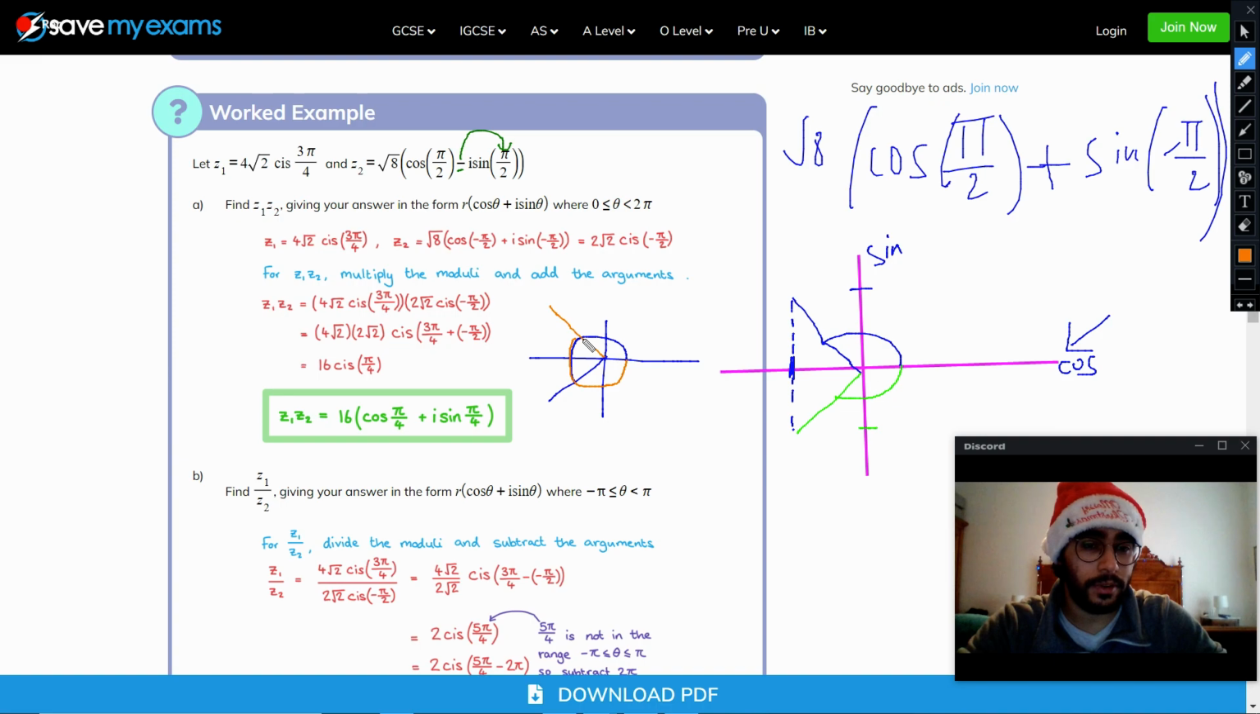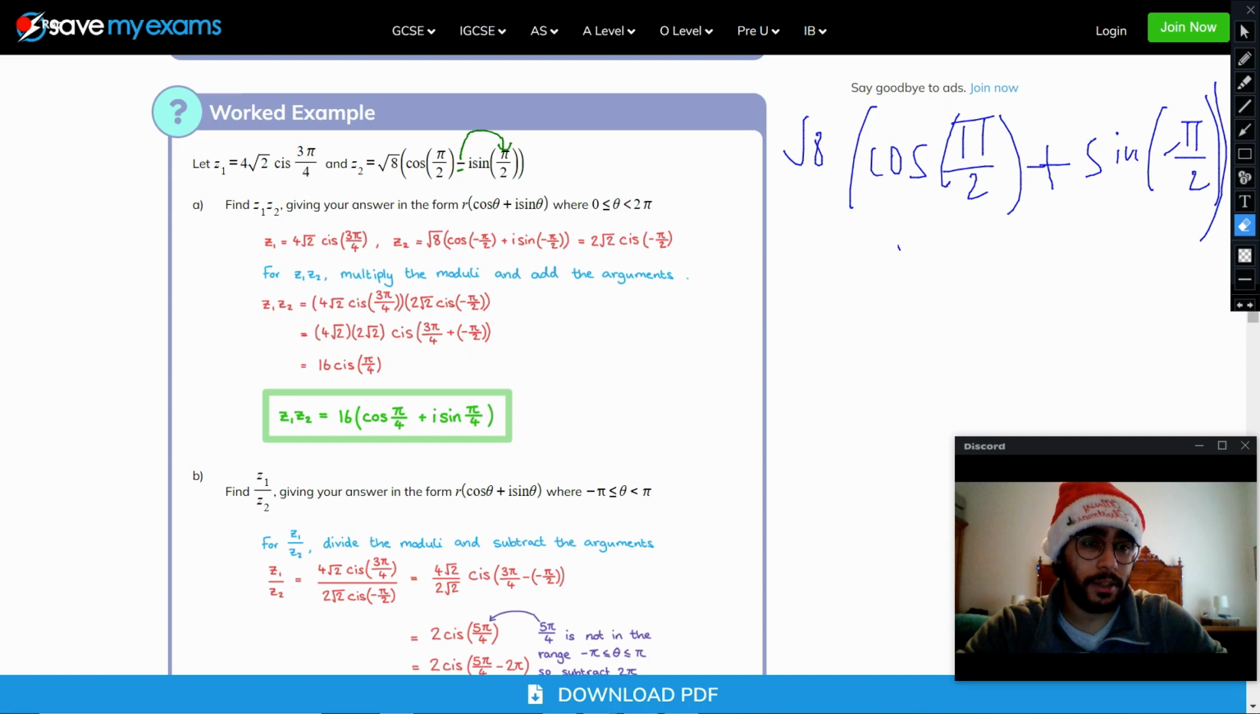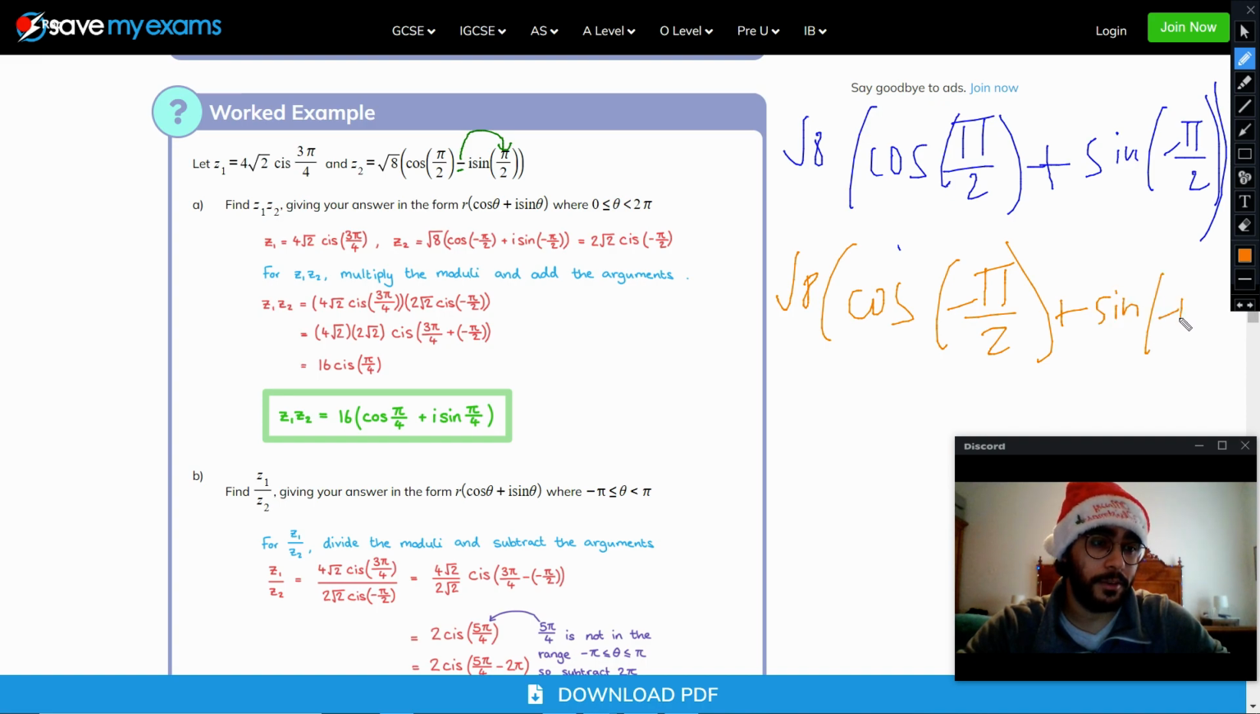Again, since we are looking for the x-coordinate, this will be the value for both of them, and you have a reflection on the x-coordinate. As you can see, this works for all the angles between 0 and 2 pi. Which means you can just simply write cosine minus pi divided by 2 here. So root 8 cosine minus pi divided by 2, plus sine minus pi divided by 2.